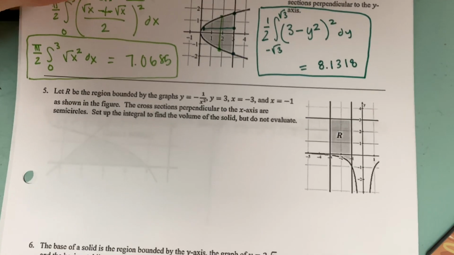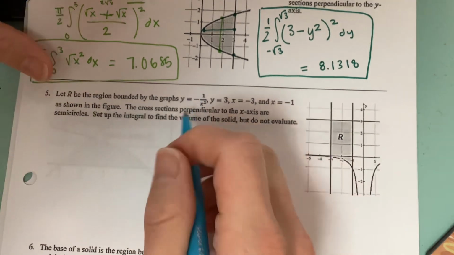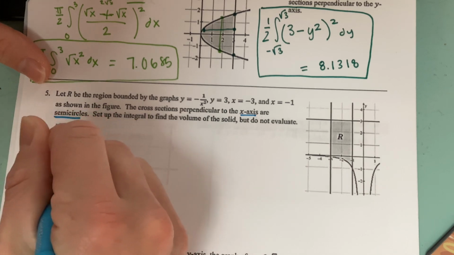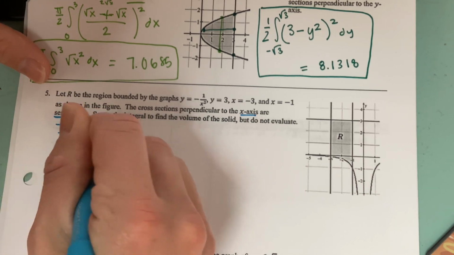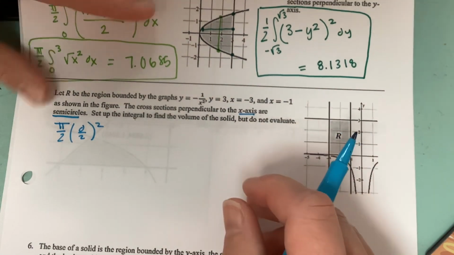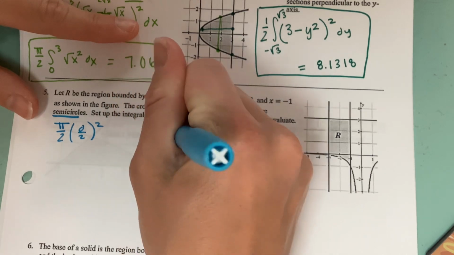Alrighty, number 5. All right, so we've got cross sections perpendicular to the x-axis that are semicircles. Pi over 2, diameter over 2, squared. Set up the integral to find the volume, but do not evaluate. So all we have to do here is set up my integral. I'm going to put the pi over 2 on the outside.